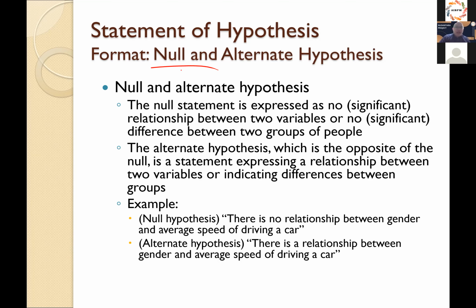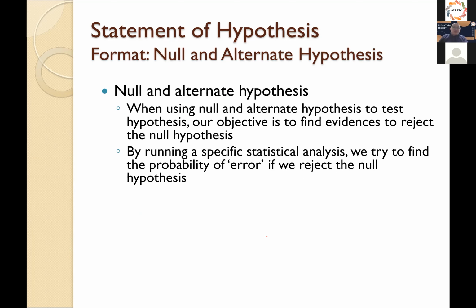What we use in our research is H0 and H1. H0, I told you before, is always on top and always no. H1 is always that there is a relationship between your A and your B variables. When we use null and alternate hypotheses to test, our objective is to find evidence to reject. Remember, when we state our H0 and H1, our main focus is to reject H0.